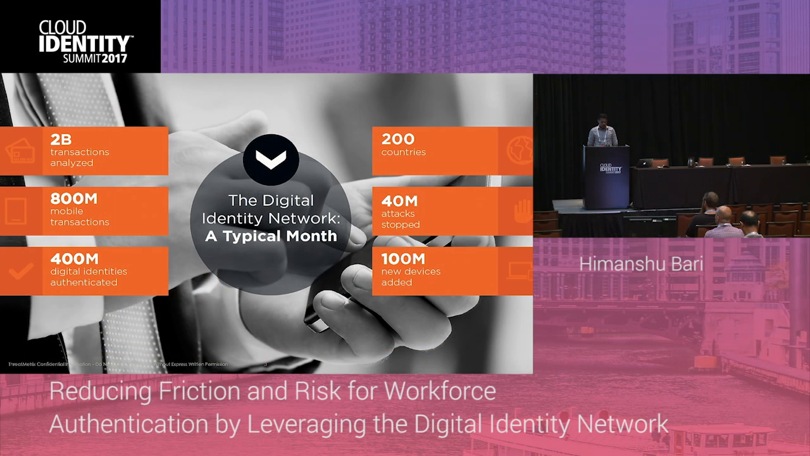Some more numbers. On a typical month, we're looking at about 2 billion of these transactions that we analyze. 800 million out of those are from mobile devices. And then across all of these, we track around 400 million digital identities. And it's a global network covering 200 countries. We track about 40 million attacks, and about 100 million new devices get added to our network every month. So it's a massive scale. And this scale is what really makes it more applicable to the typical workforce authentication use case.